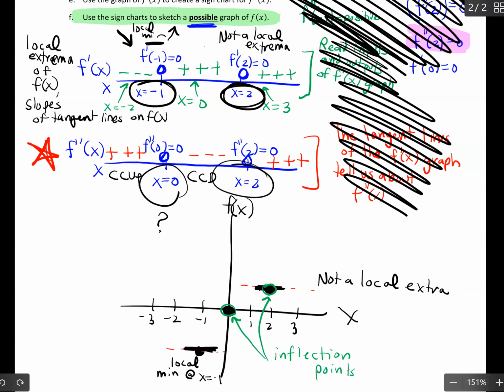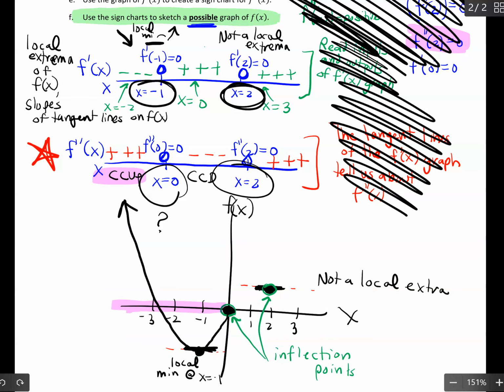Okay. But I'm going to connect that concave up. So until I hit x equals 0, all in this region, I need concave up going on. So I'm going to connect those with concave up. And it's just a possible graph, so I don't know, maybe like that.